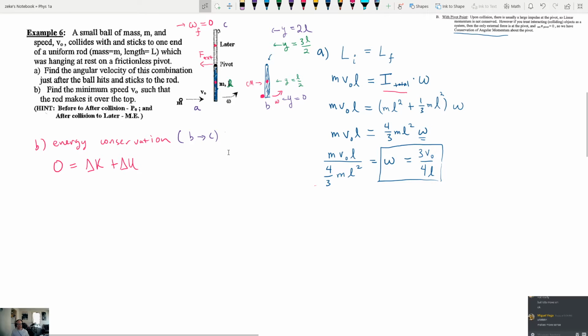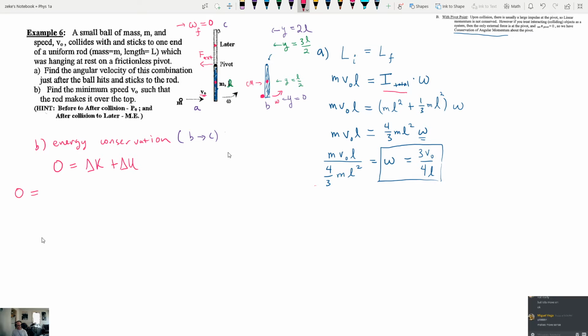All right, so we're going to finish doing this problem that we left at the end of the last hour. So we're going to be using energy conservation to find the minimum speed v initial such that the rod makes it over the top. Okay, so let's start plugging in the information we have here. This can be kind of a long equation, so we'll make some space.